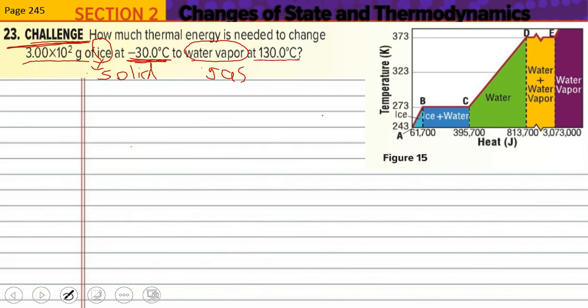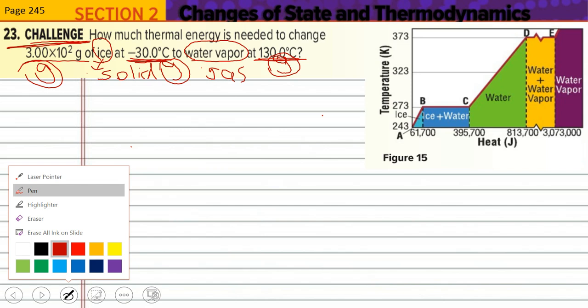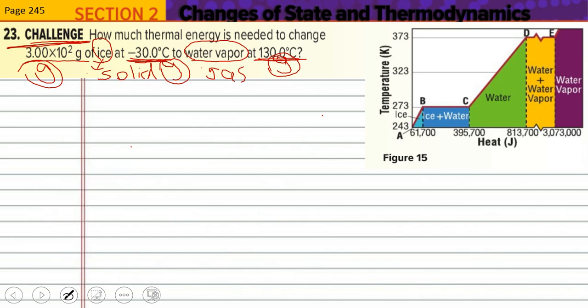Okay, at 130 Celsius. So these are the givens. I will put a circle above the givens. Okay, so let's change the color and do another thing for this question. What is the not given? The not given is the thermal energy. Thermal energy is not given for this question.